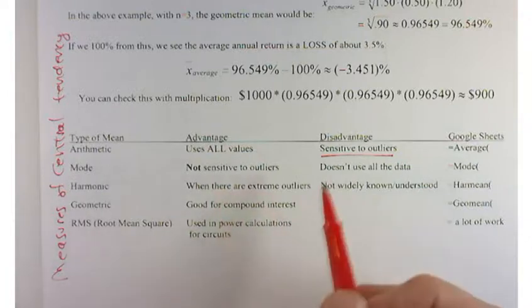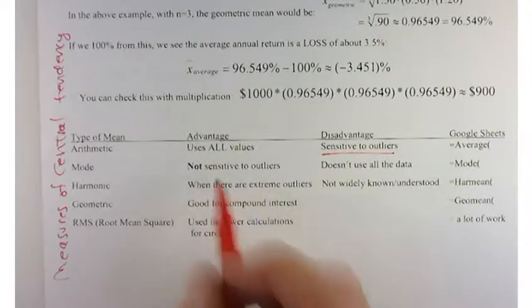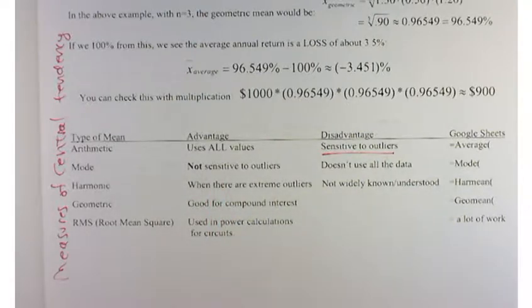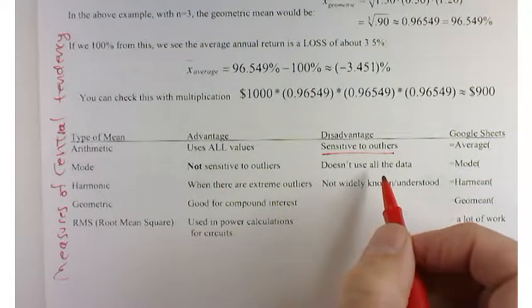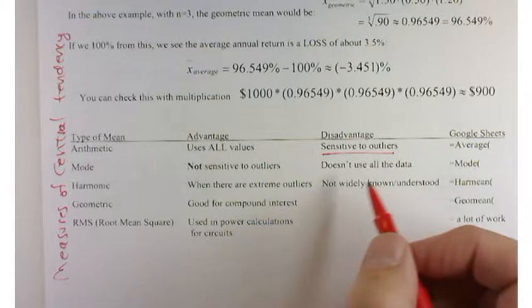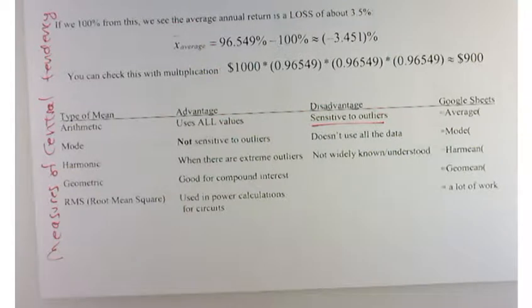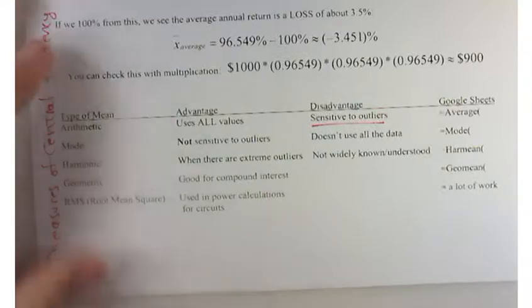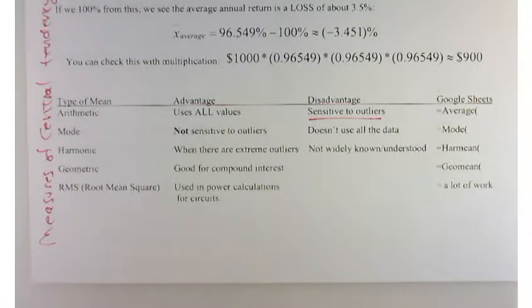So these measures of central tendency have some good things and some bad things. The good thing about the mode is that it's not sensitive to these outlying values. The mode is simply what's most frequent. The bad thing is that you can be ignoring a lot of data. Okay. Harmonic mean is good when there's some extreme values. We saw that in the example we just worked. The downside of it is that people don't really know much about the harmonic mean. It's just not widely known outside of a math and specifically a statistics class. Same thing for a geometric mean.